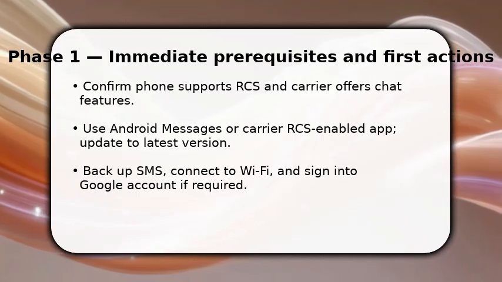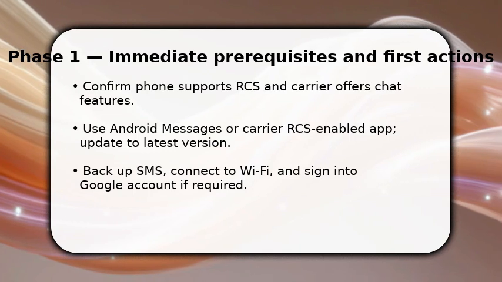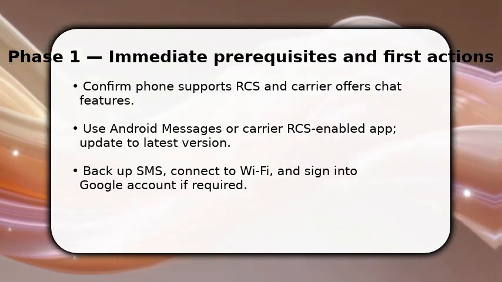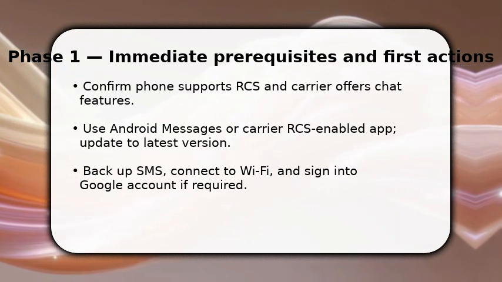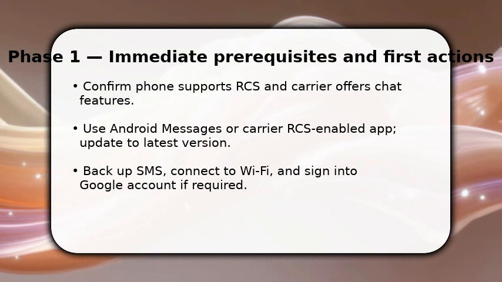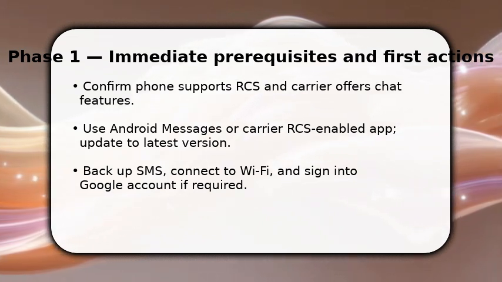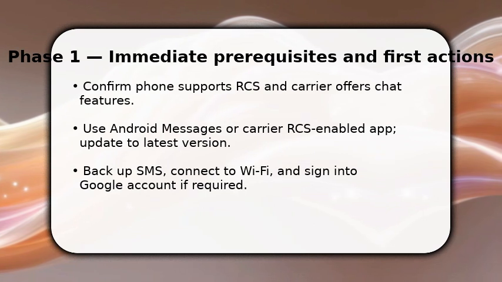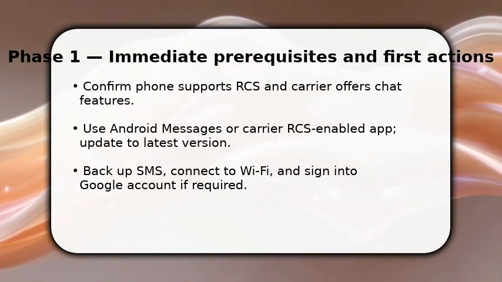You begin by confirming compatibility. Check your phone model and carrier for RCS support, and make sure you have Android Messages or the carrier app installed. Once you have the right app, update it to the latest release because version mismatches block features. Next, sign into your Google account if the app asks, and connect to Wi-Fi to avoid cellular provisioning issues.